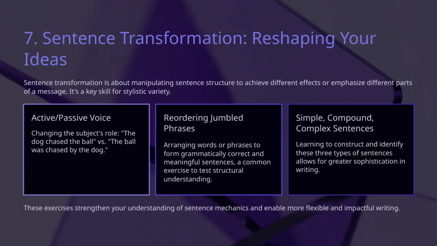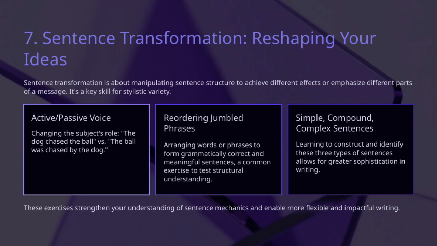Understanding how to construct and identify these three types of sentences, simple, compound, and complex, really helps us write more sophisticated and varied sentences. By practicing arranging words or phrases into grammatically correct and meaningful sentences, we strengthen our grasp of sentence structure. These exercises are essential because they not only test our understanding of how sentences work, but also make our writing more flexible and impactful.